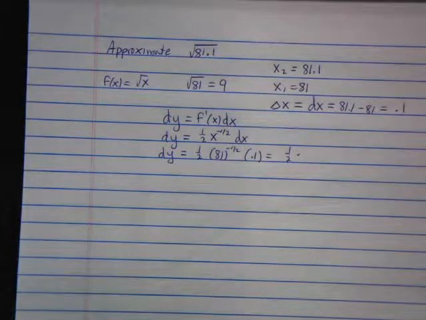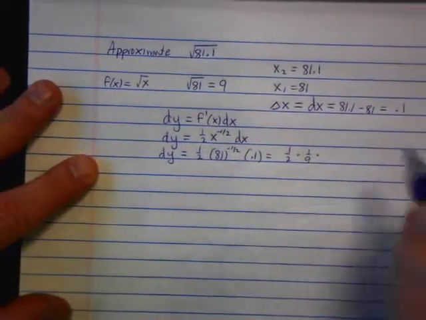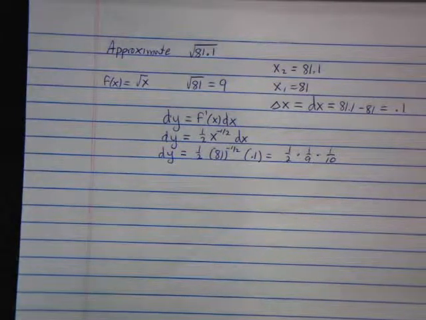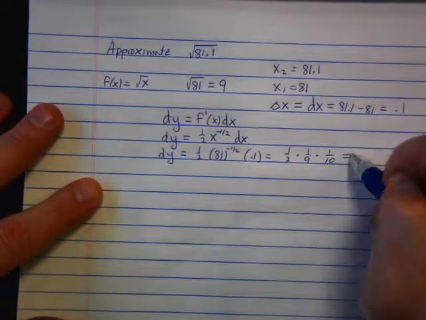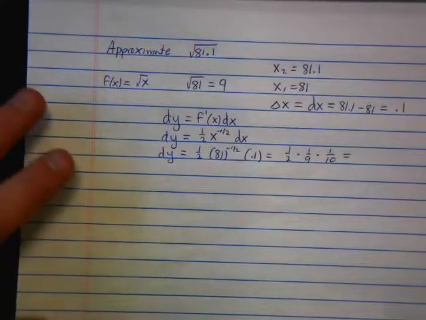1 over 9. Why 1 over 9? Because it's 1 over the square root of 81. The negative power drops it to the bottom. The 1/2 power is the square root, so that's 1/9 times 1/10. Instead of writing it as 0.1, I'm going to write it as a fraction. What's 1/2 times 1/9 times 1/10? 1 over 180?